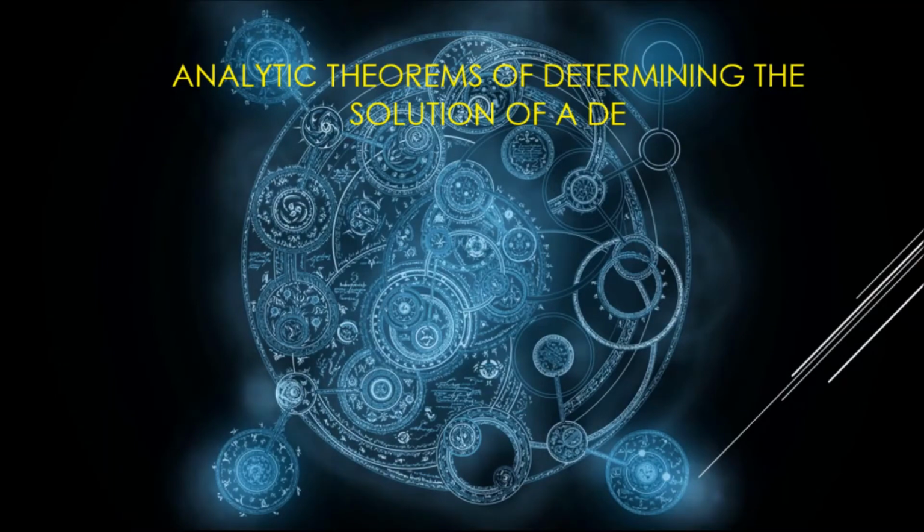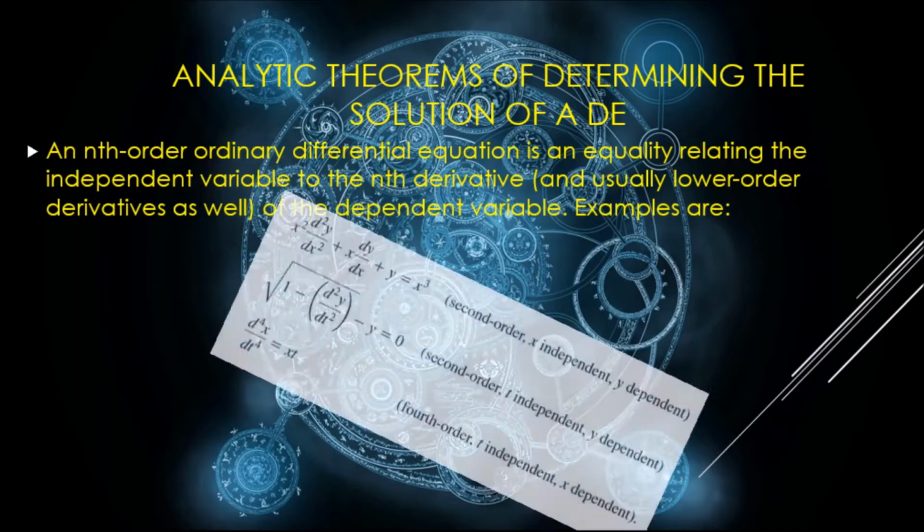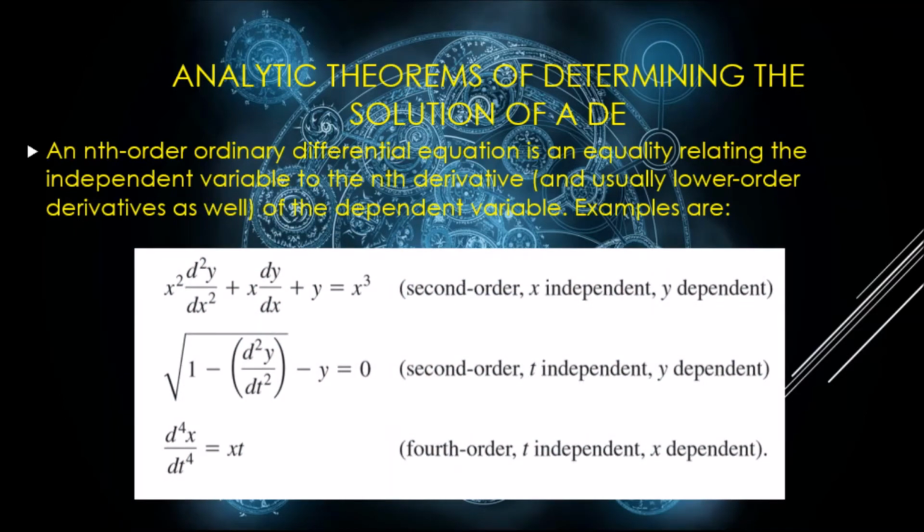Analytic theorems of determining the solution of a DE. An nth-order ordinary differential equation is an equality relating the independent variable to the nth derivative of the dependent variable. Examples are: our first example is a second order with x independent and y dependent. Our second example is a second order with t independent and y dependent. And our third example is a fourth order with t independent and x dependent.